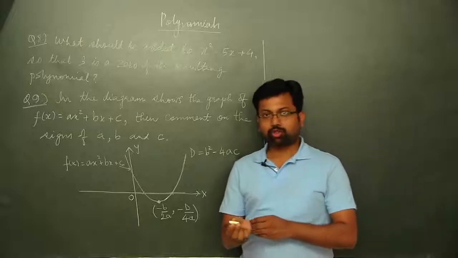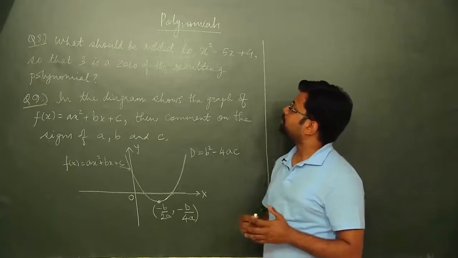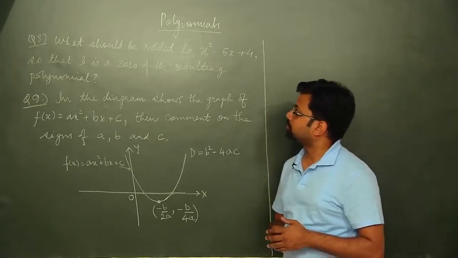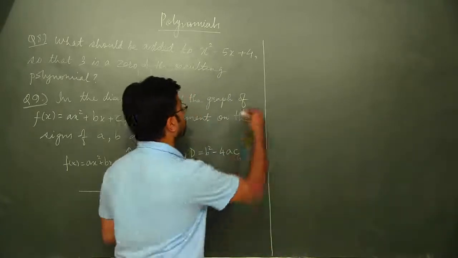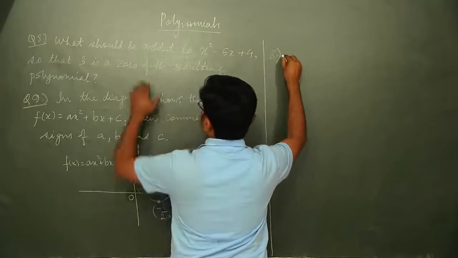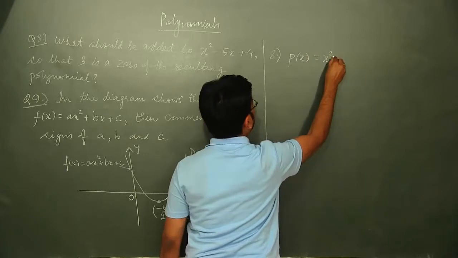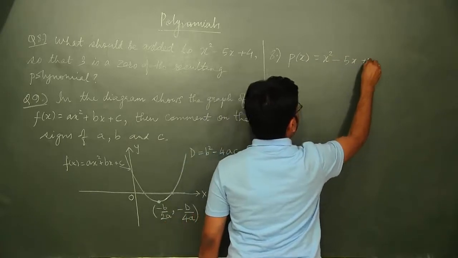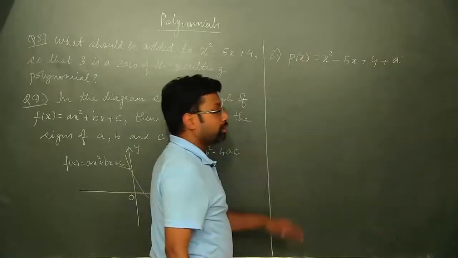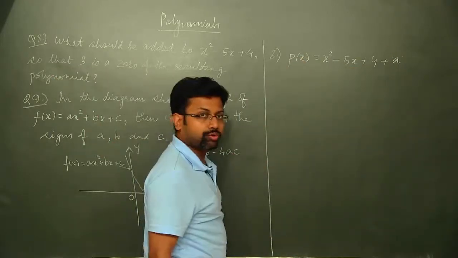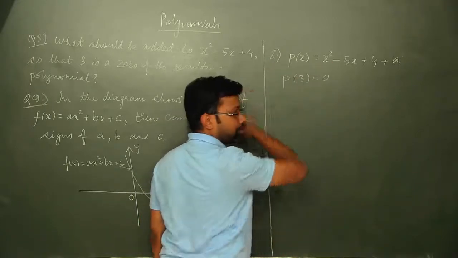Now let's take the last two problems from the polynomial chapter. The first one says: what should be added to x square minus 5x plus 4 so that 3 is a 0 of the resulting polynomial? Now this is an easy question. Let this be the new polynomial that we'll be getting. Let a be the number that's been added to the polynomial so that 3 becomes a 0 of it. Now it is given that P(3) is 0 because 3 will be a 0 of this given polynomial.